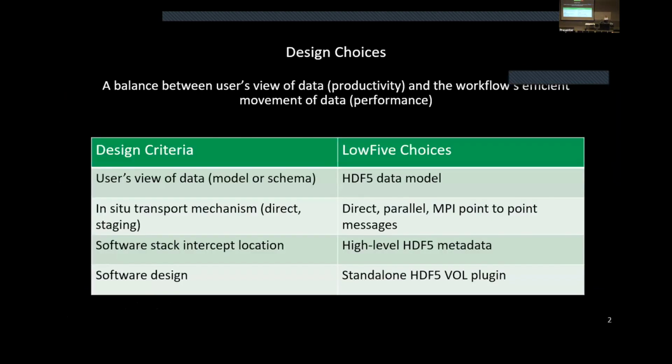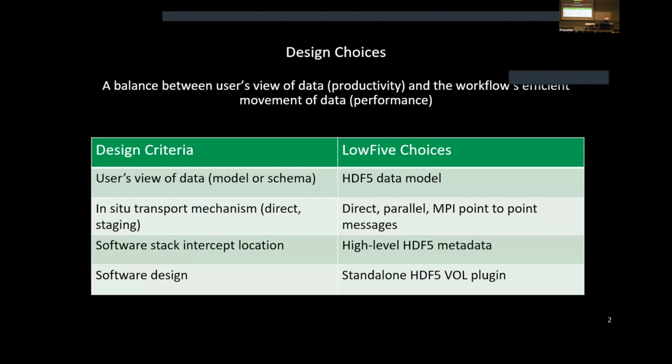So we have a few decisions to make in implementing this. One is, what data model do we use? I don't have to convince anybody here that HDF5 is the right choice for that. We can do this data transport in a couple of different ways. One way is to create a third-party kind of staging area. Some tools like DataSpaces do that mechanism. The other way is to just directly send MPI messages from MPI ranks of one code to MPI ranks of another code. That's what we do in LowFive.